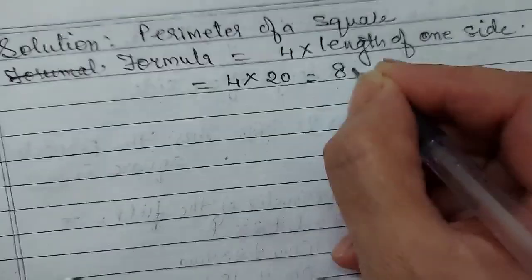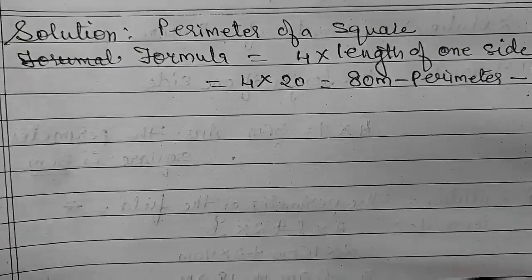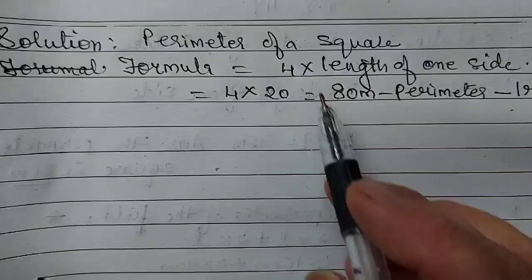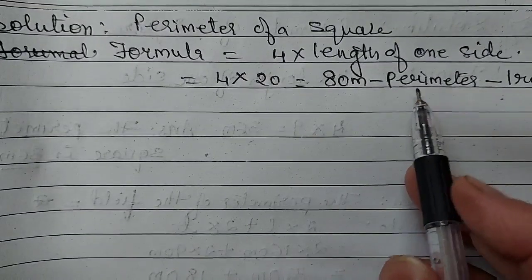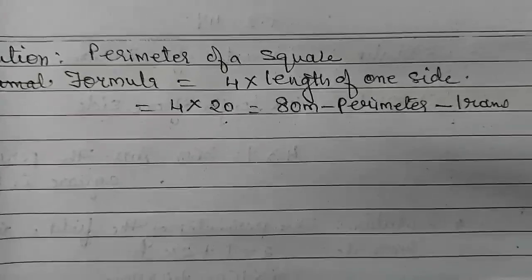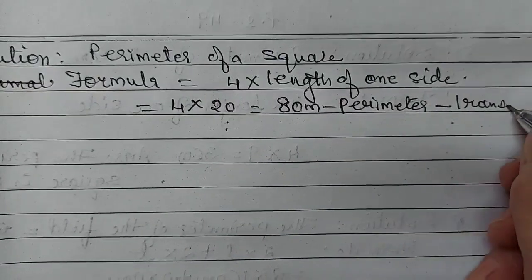It will be how much? 80 meters. Now what is this? Perimeter of the square. Right? This means one round. Perimeter of a square, formula 4 into length of one side. 4 into 20 is 80 meters. That is, perimeter is 80 meters. That is one round. Okay, children.